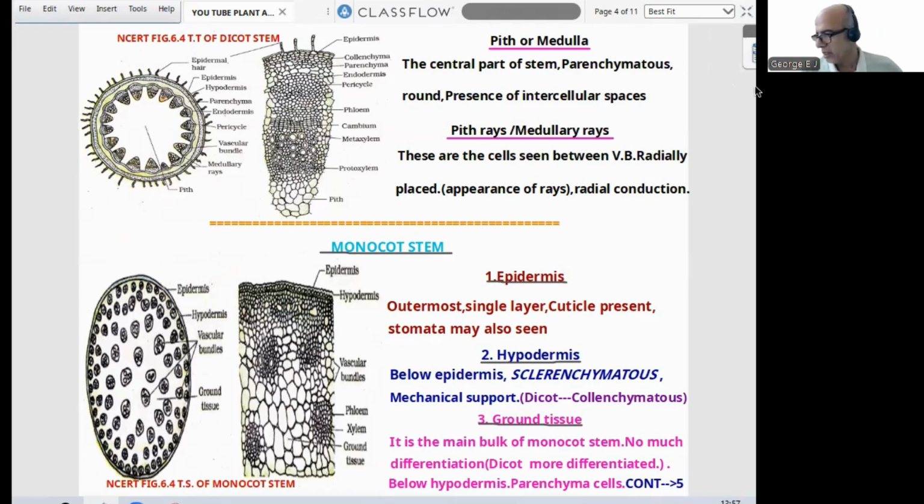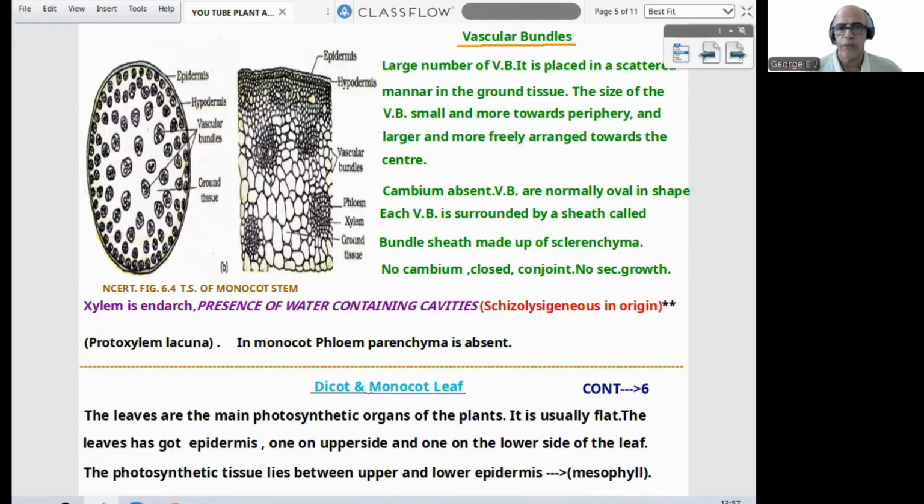Then vascular bundles: a large number of vascular bundles can be found, scattered. The size of the vascular bundles is small and more towards the periphery, as you can find in this diagram, and larger and more freely arranged towards the center. Cambium is absent. Each vascular bundle is surrounded by a bundle sheath made up of sclerenchyma. No cambium, closed, conjoined, no secondary growth.